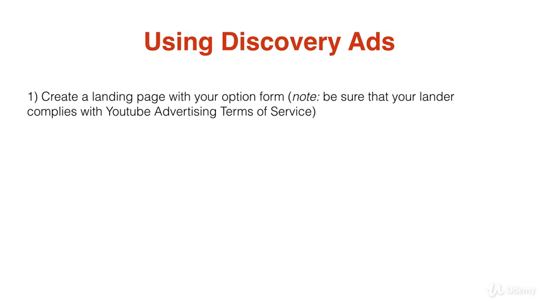So the first thing is you're going to need to create a landing page with your opt-in form. Again, try to disable double opt-in if possible. And a note, be sure that your lander complies with YouTube advertising terms of service. We might take a look at that page in a minute after the slide here, because it's actually pretty straightforward. I'll break down what you need to do.